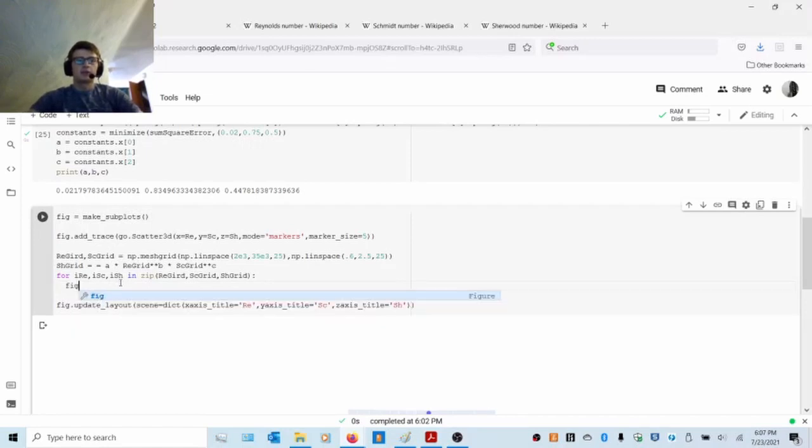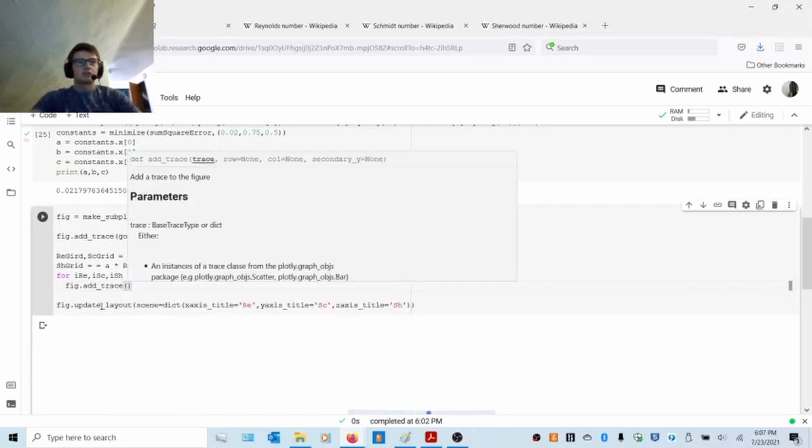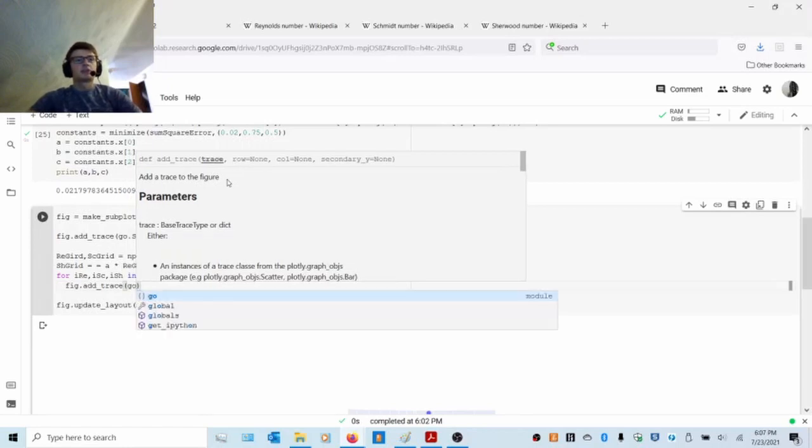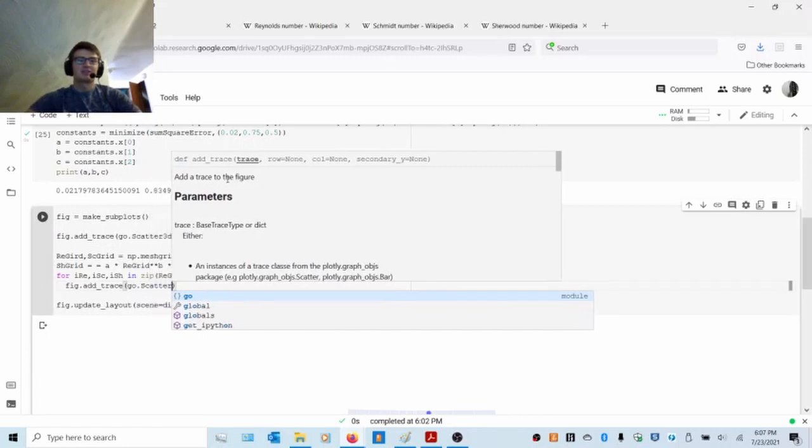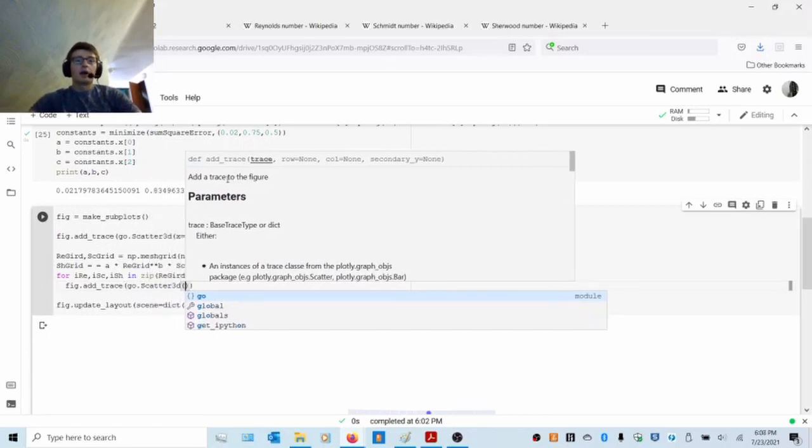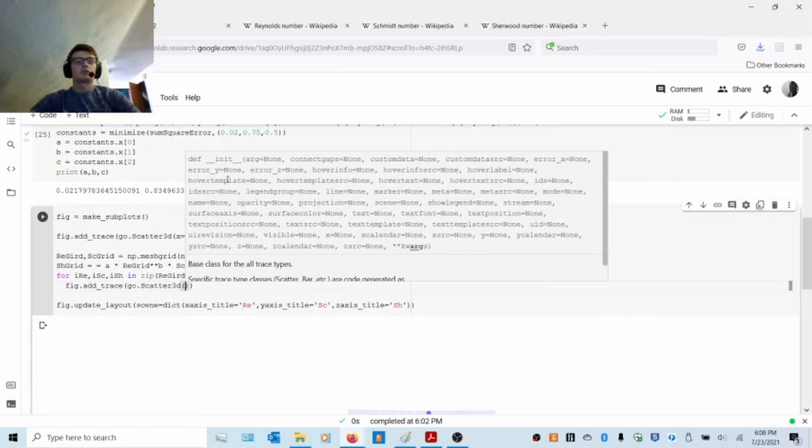So for that range, we are going to generate the plots. So fig.add, no, not add annotation, silly goose. Fig.add_trace, and then we need the trace type. go is short for graph objects. We're going to take the Scatter3d from go, and we are going to modify Scatter3d a little bit.